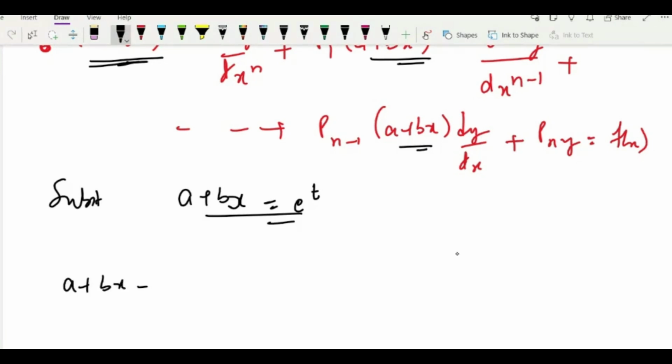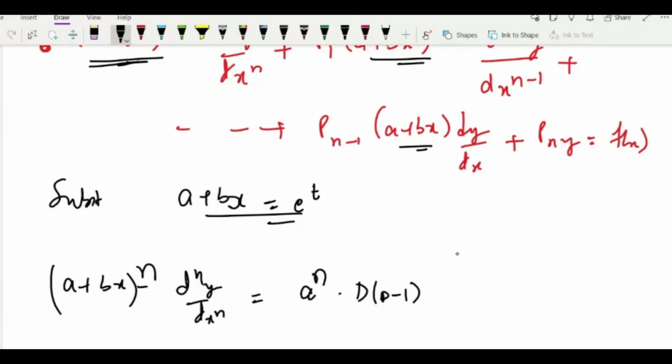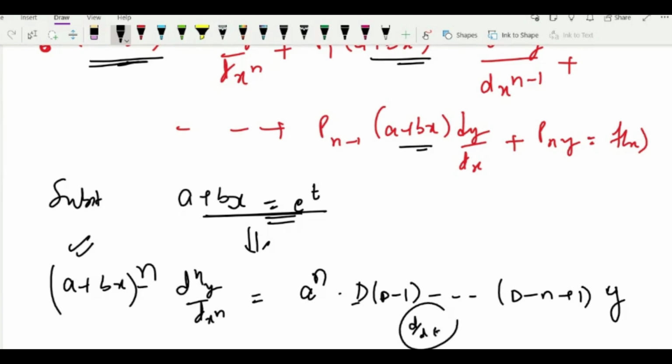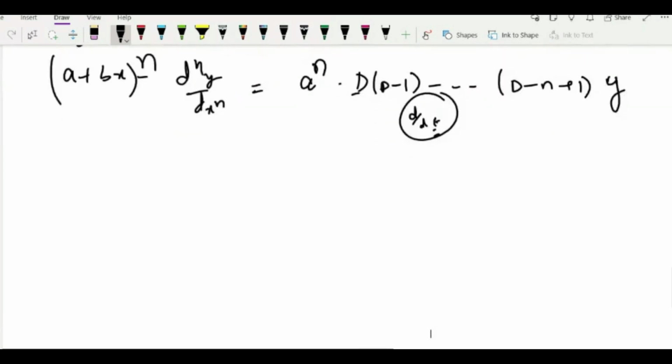(a plus bx)^n d^n y upon dx^n will be converted into b raised to power n, D(D minus 1) up to (D minus n plus 1) into y. This substitution will also convert the differential into this. Here D stands for d by dt. Now our independent variable is t. So let's take an example of this type also.